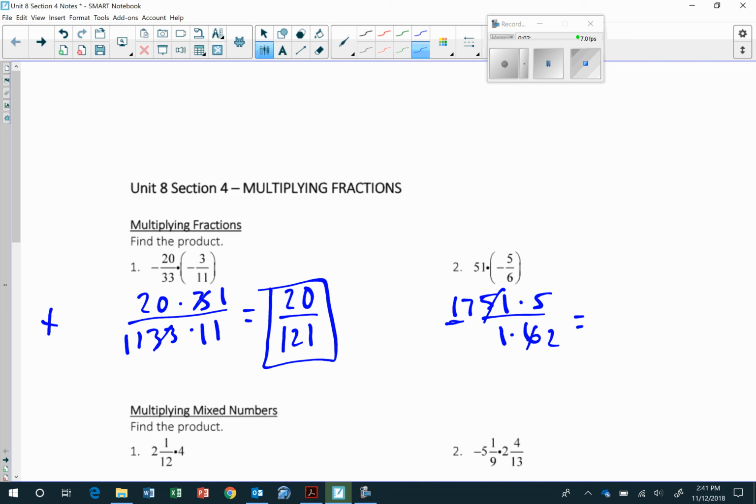So now when I multiply, 17 times 5 is 85, 1 times 2 is 2, and we said that it's going to be negative. I need to simplify this as far as possible, which means I need to make this a mixed number, which would be 42 and 1/2. So that would be my final answer here.